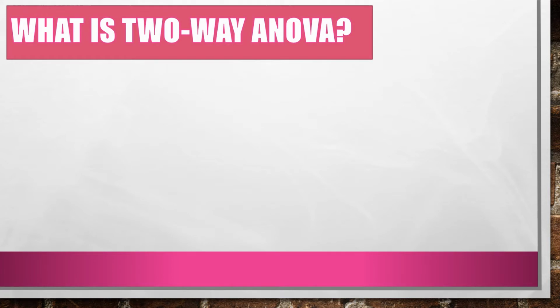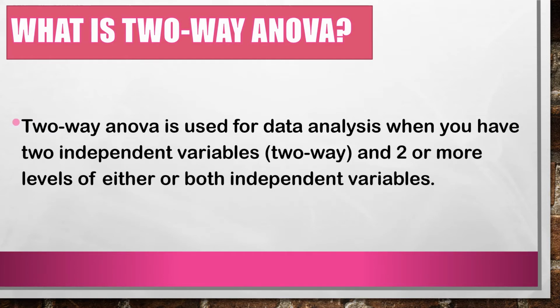So what is two-way ANOVA? Two-way ANOVA is used for data analysis when you have two independent variables, or two-way, and two or more levels of either or both independent variables. It has many of the same ideas as one-way ANOVA, with the main difference being the inclusion of another factor or explanatory variable.